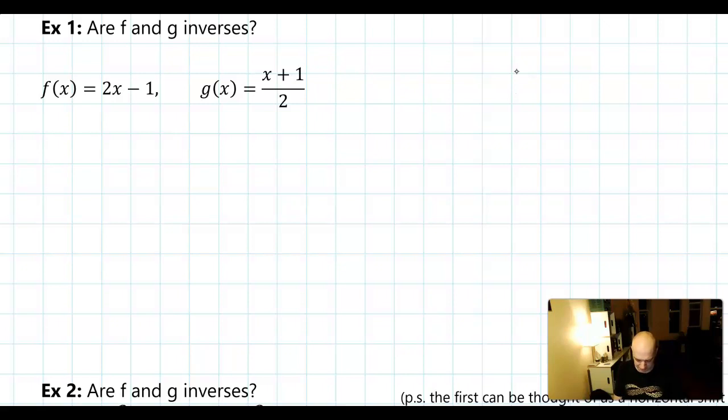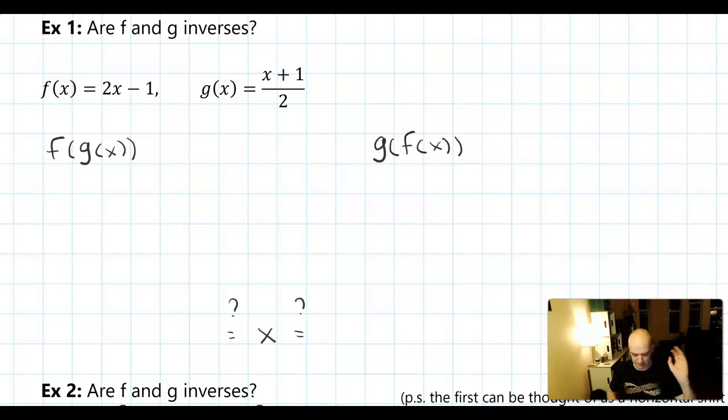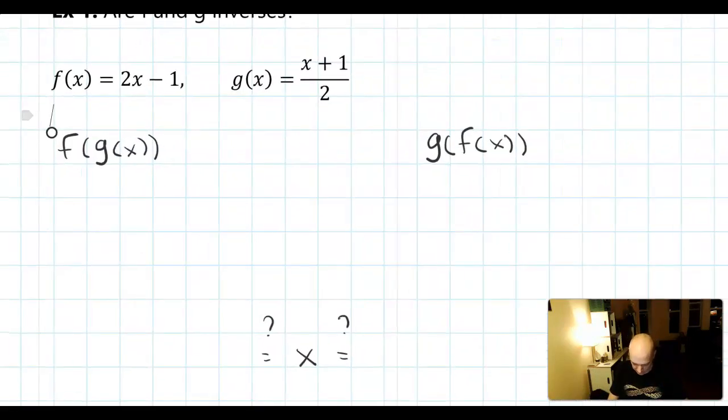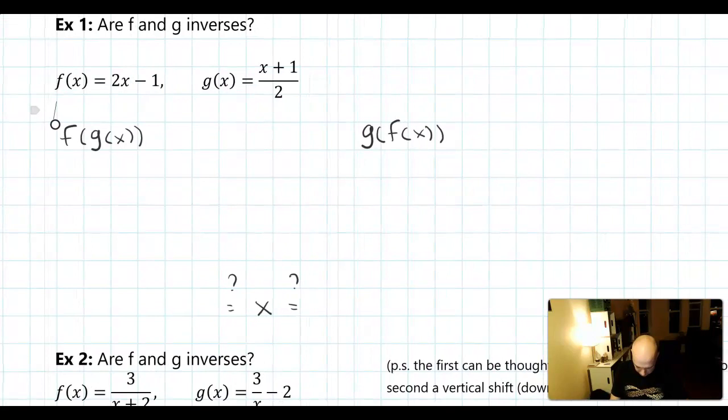And if I ask you to do this question, I'm asking you to do the following steps. We need to compute f of g of x, and we need to compute g of f of x. And at the very end, if they're both inverses, we should get, as a result, x on both sides. I'm going to say question mark, because we still have to do the algebra. So let's pause. This is where I said we need to use our function composition. Let's do that algebra and see what we get.